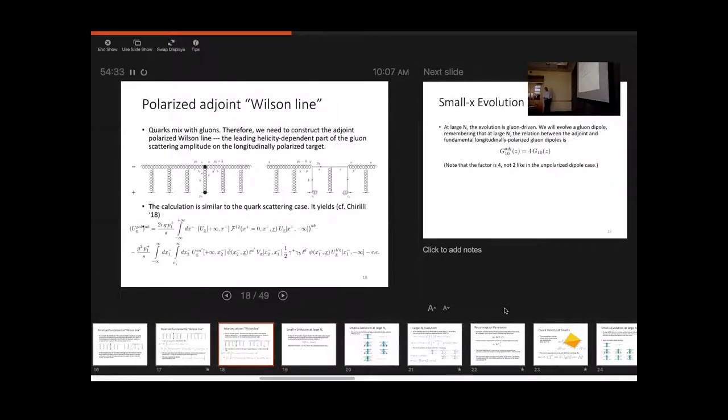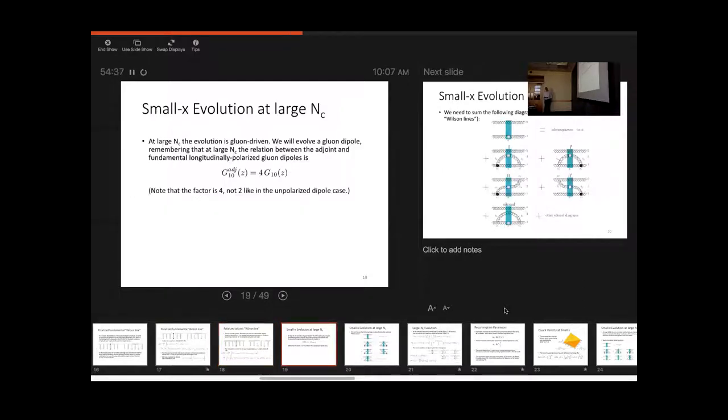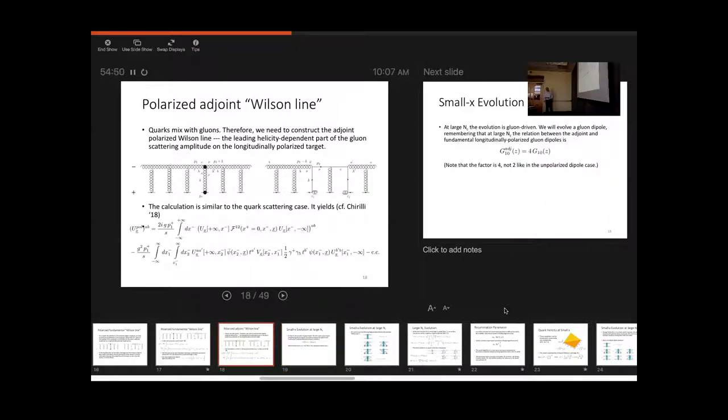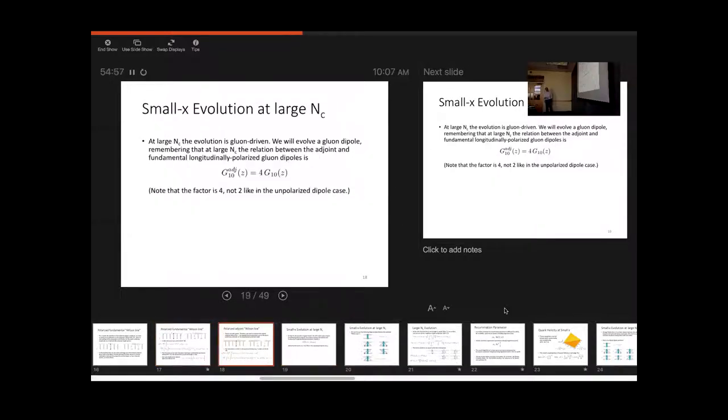And then one can write down evolution equations for these operators, but before we do it, it's easier to write everything right away in the large Nc limit, and then I'll show you the results in the large Nc and Nf limit. In the paper we have the more formal, kind of like Balitsky hierarchy, evolution equations for the dipoles made out of these polarized and unpolarized operators.